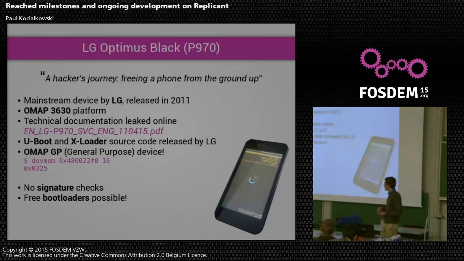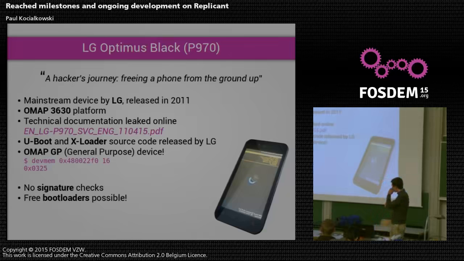And the technical documentation leaked online about it. In that file, you get basically all the electrical wiring of the device. You get much relevant information about it. So it's really, really great. We have U-Boot and X-Loader, which are bootloaders. The source code was released by LG because I think those are GPL licensed software. So they released the modified source code, which is really great.